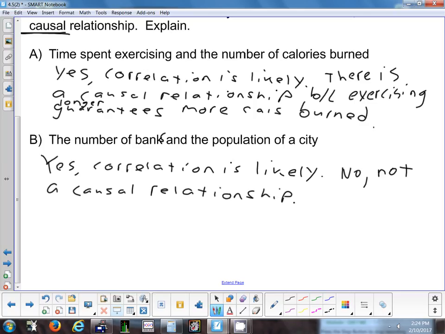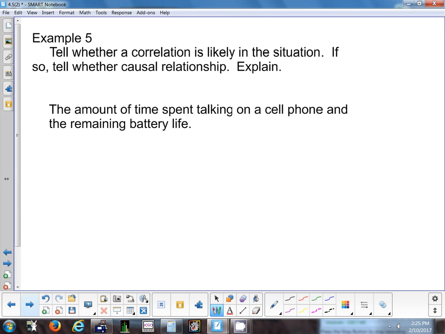And some of this can be vague. A lot of times with statistics, the questions can be vague, but I'm trying to make them as clear as possible. Okay, things like that. Okay, so does anybody have any question why this one's a correlation but not a guarantee? Just shoving a bunch of people into a city isn't automatically going to make banks pop up. That doesn't work that way. It'd be nice. All right, so last one.